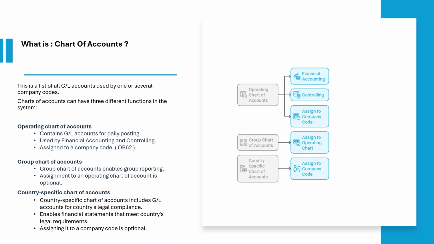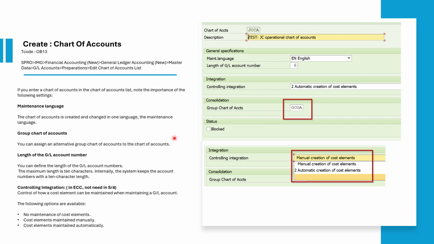Now let's go to next topic, how we create chart of account. So we go to chart of account list via OB13. Once enter, we can create our own chart of account by clicking on new entries. And when we enter a new chart of account, we can enter your name and description, just so that you can understand.